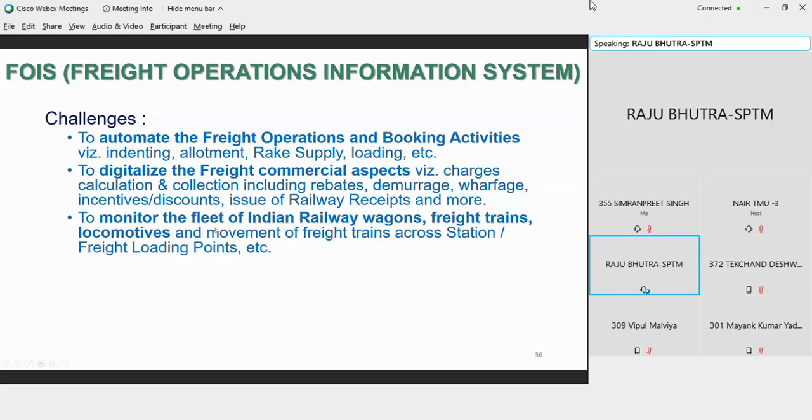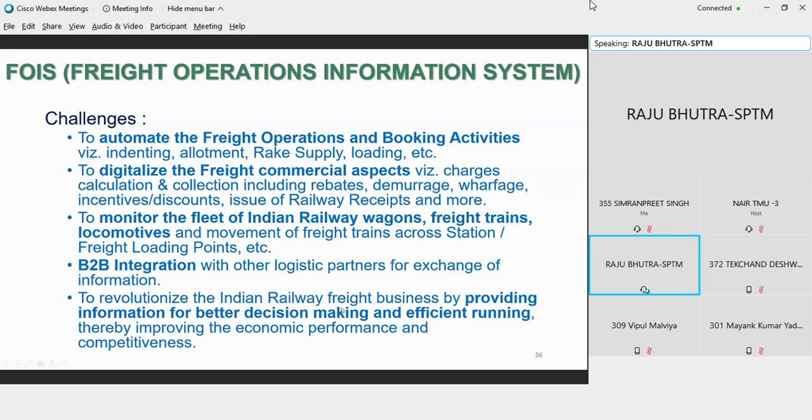To monitor the fleet of Indian Railway wagons, freight trains, locomotives, and movement of freight trains across stations, freight loading points. It can be done. All the monitoring of movement of freight trains can be done. B2B integration. B2B is business to business integration with other logistic partners for exchange of information. This can also be done.